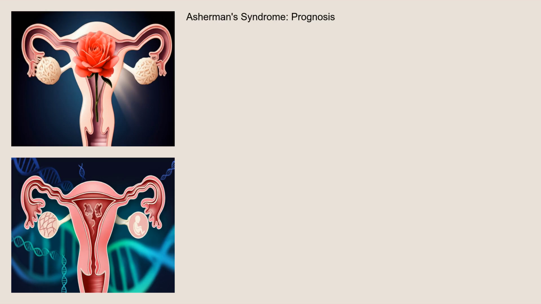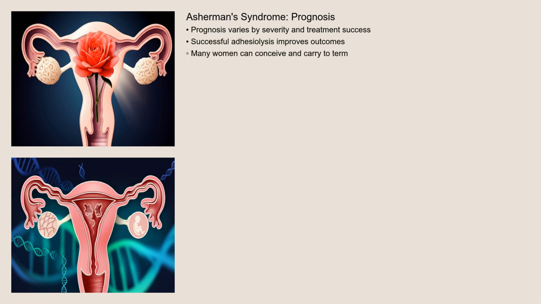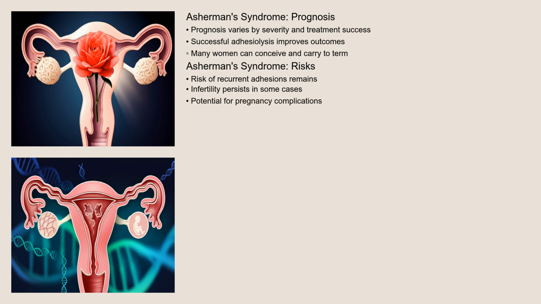The prognosis for women with Asherman syndrome varies depending on the severity of the condition and the effectiveness of treatment. With successful adhesiolysis, many women are able to conceive and carry a pregnancy to term. However, the risk of recurrent adhesions, infertility, and pregnancy complications, such as preterm labor and placental abnormalities, remains.